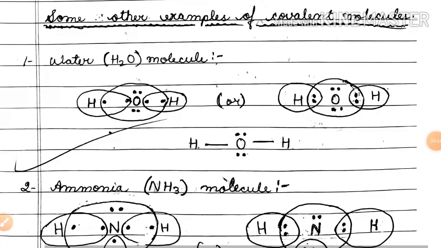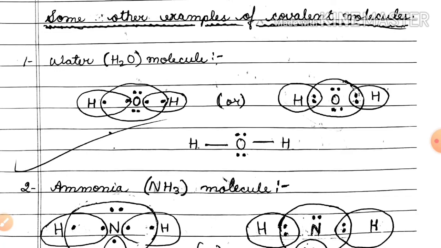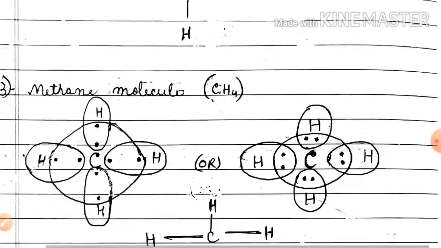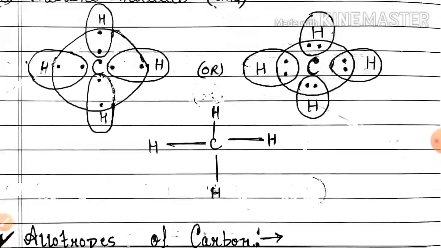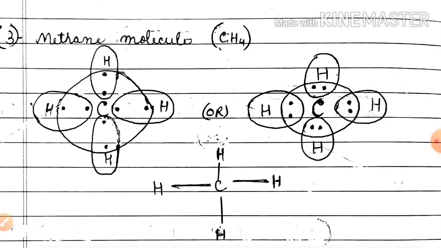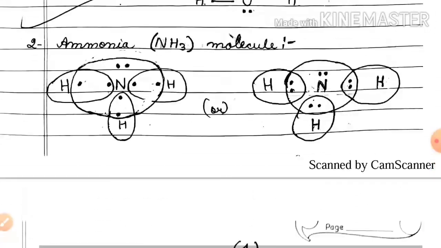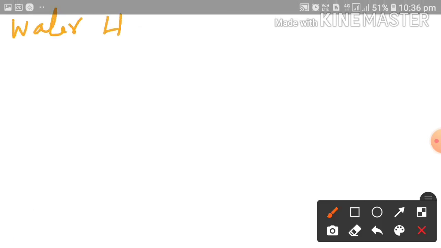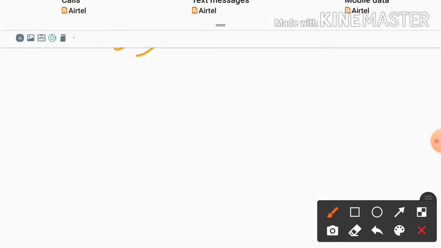Now some other examples of covalent molecules. First one is the water molecule, second one is the ammonia molecule, and third one is the methane molecule. Methane I have explained just now. The 2 examples I will explain are water and ammonia. See the water, and the chemical formula of water is H2O.